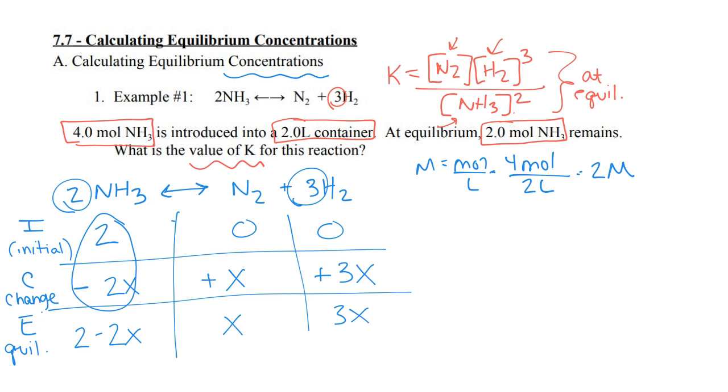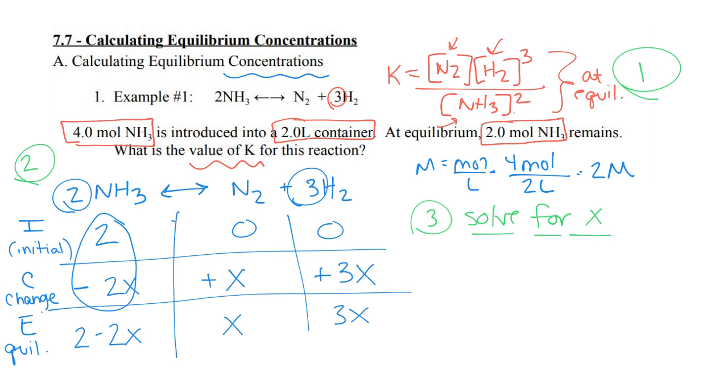Now, my next part in any equilibrium problem is, well, let's go back. First step should always be to write your K expression. Second step should always be to set up your ICE table. Your third step should always be to figure out how to solve for x. This is where every equilibrium problem is different. So you want to look at what's given to you in the problem and figure out what you can use to help you solve for x.